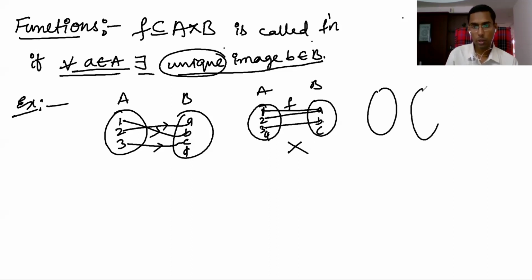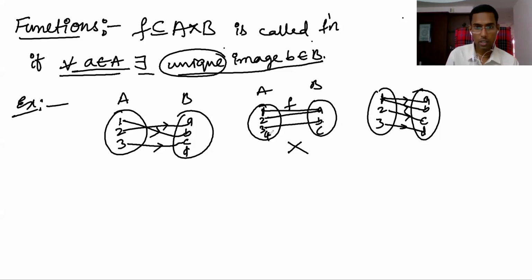Another example I'm giving: 1, 2, 3 and here A, B, C, D. Let's say like this I gave. So this is not a function. Why? Because for 1 there are 2 images, 1A and 1B. Therefore it's not a function. For 2 there is one image, for 3 only one image, but still this is not a function.